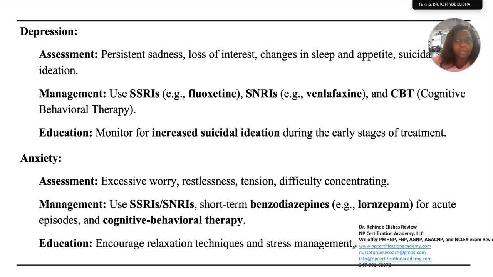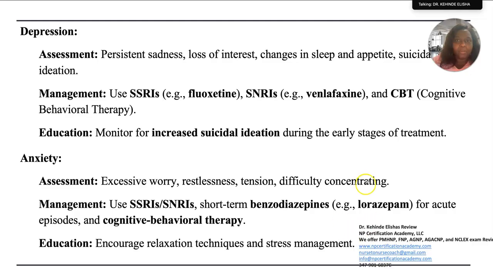Another psychopathology we're going to talk about under psychiatry is what? Depression. How do you assess somebody with depression? Are they persistently sad? Do they have loss of interest, changes in sleep? They may have hypersomnia or what? Insomnia. So they might be sleeping too much or not sleeping at all. So it can be both ways.